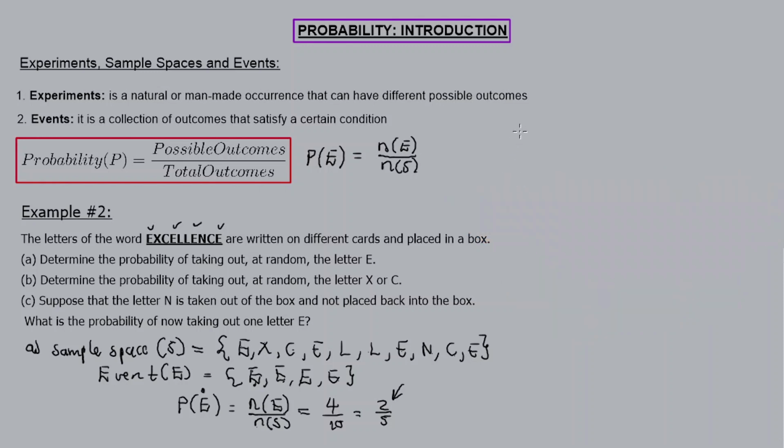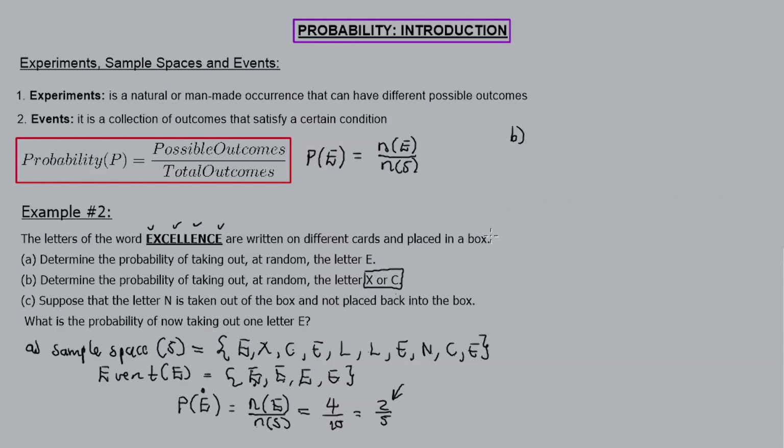All right, now let's calculate B. Determine the probability of taking out at random the letter X or C. This is what we call the union of events. We will discuss this at a later stage, but I'm just doing an example. It's a union of events. Union, we say "or". You just add the probabilities of X and of C. Or stands for union of events. Then we will discuss intersections, but for now remember that "or" is union.